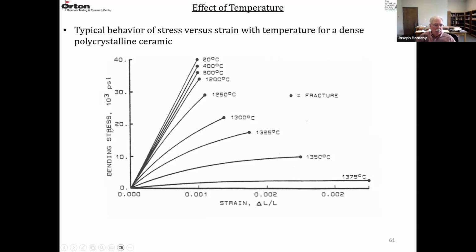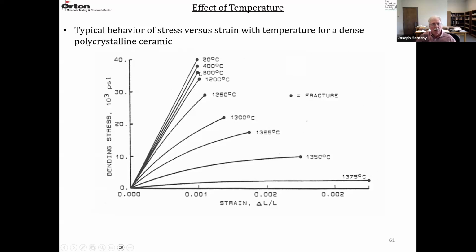So we can plot the stress versus strain. This is in PSI, and the strain goes from 0 to about 0.002. And the circles indicate where fracture takes place. So for a polycrystalline ceramic, we're looking at 20 degrees, 40 degrees, 400 degrees, 800 degrees, and 1,200 degrees C.